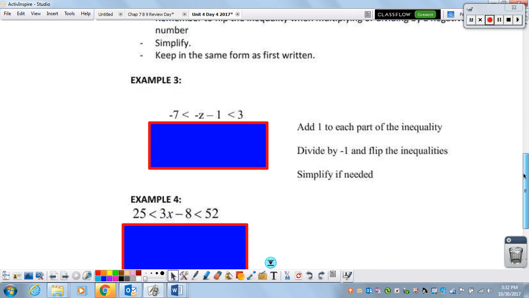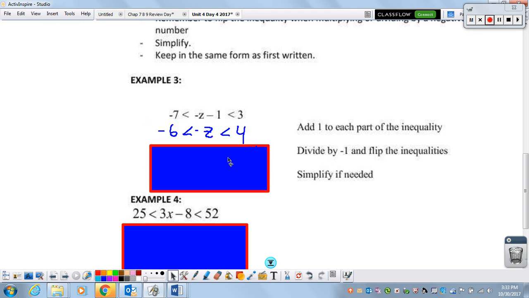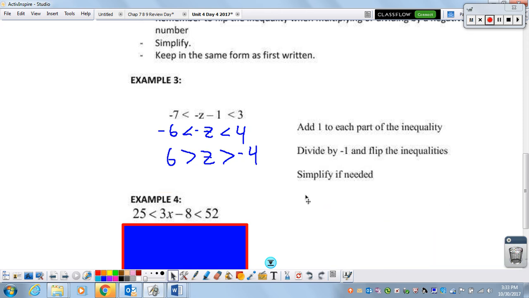So here's an example of that. We have negative 7 is less than negative z minus 1 is less than 3. First, to get the z by itself, we're going to add 1 to each part. So we have to add 1 to the negative 7, to the negative z minus 1, and to the 3, which leaves us negative 6 is less than negative z is less than 4. Then we're going to divide by negative 1, and again, since we divide by negative, we're going to flip the inequality. So negative 6 divided by 1 is positive 6, 4 divided by negative 1 is negative 4, which leaves us with 6 is greater than z is greater than negative 4.